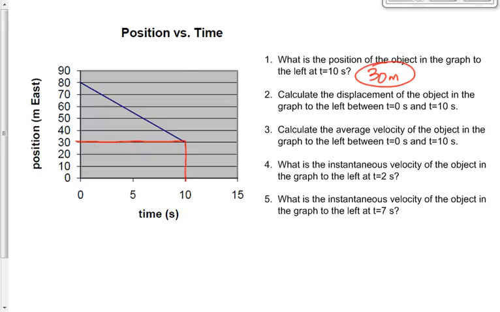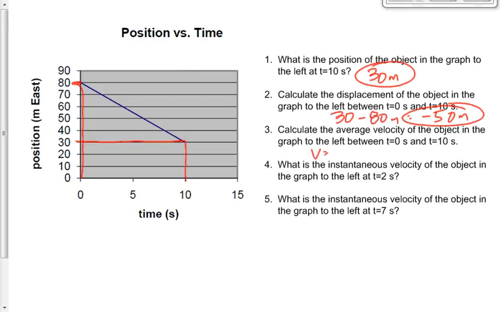What's the displacement between 0 seconds and 10 seconds? Well, remember what displacement is. It's change in position. The position at 0 was 80 meters. At 10, it's 30 meters. Final minus initial is negative 50 meters. So far, so good? Okay, just get 2 positions, subtract them. Find the average velocity between 0 and 10 seconds.